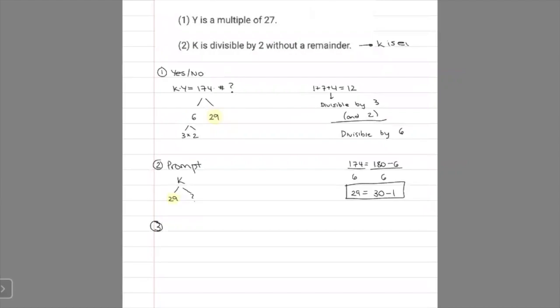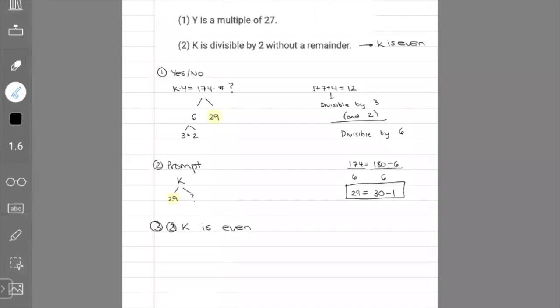So 2 goes into it evenly, and that's just very simple to work with. So I would actually start with statement 2. Generally, start with either the one that seems the easiest to work with, or one that seems clearly insufficient. That's usually the best one to start with, just because then you can at least eliminate some answer choices with certainty.